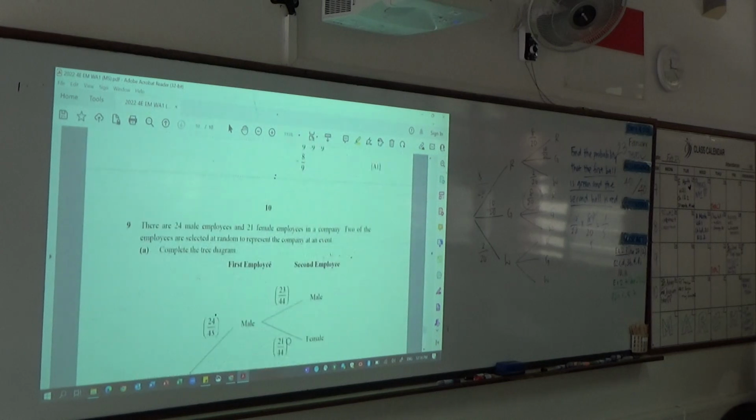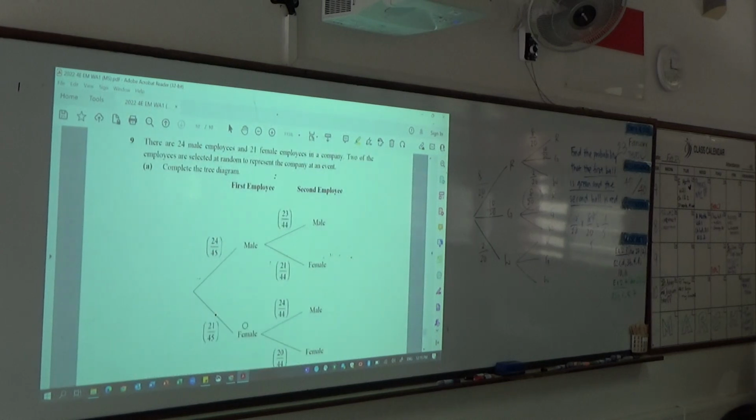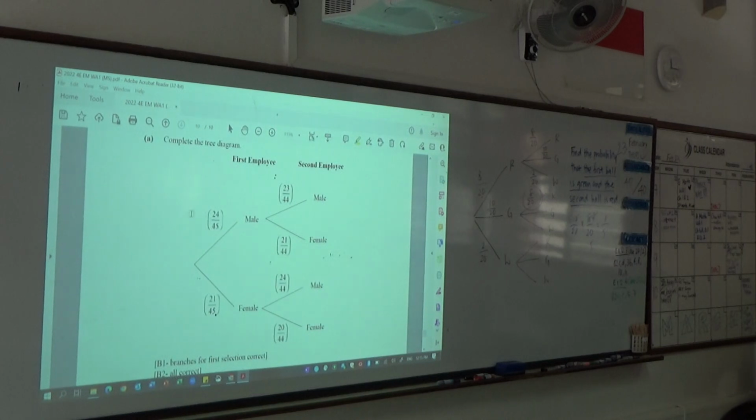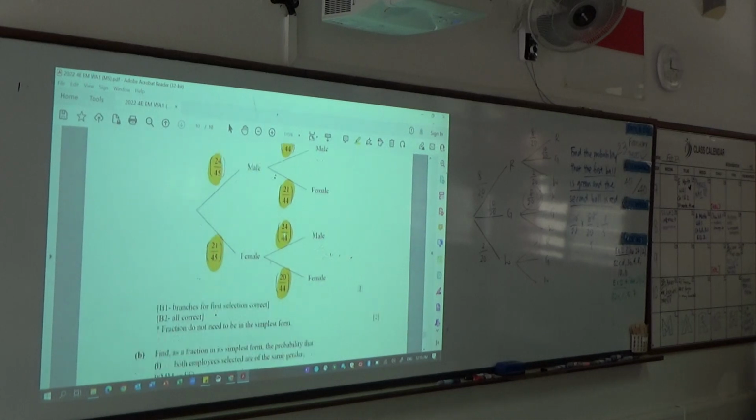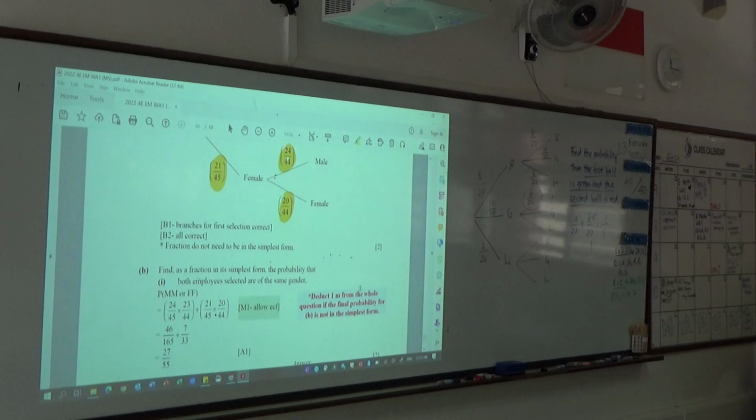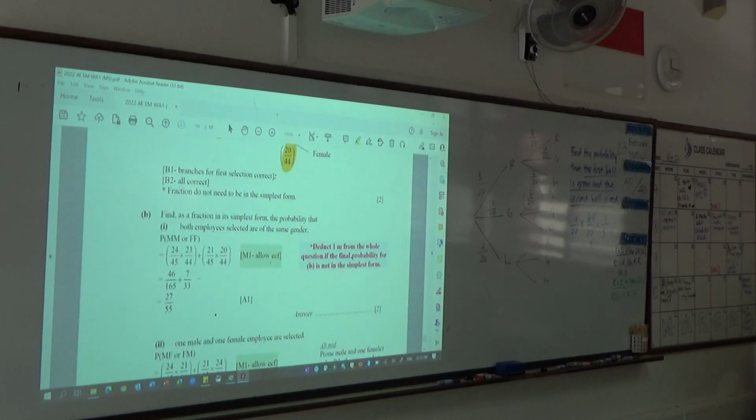Last one. We have 8/15 equals 24/45. You can leave your answer like this, that's fine. Not simplified also can, or you can leave it as simplified 8/15, likewise for this, and the rest also. Part B, the answer should be 27/55.